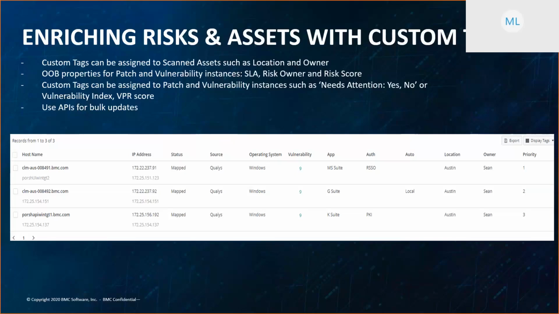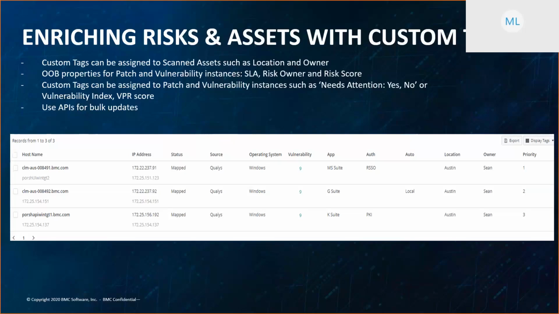If you want to consider that as your criteria for identifying which are my priority set of vulnerabilities, you can use the tags for doing that. There are also out-of-the-box properties available now: risk owner, risk score and SLA.